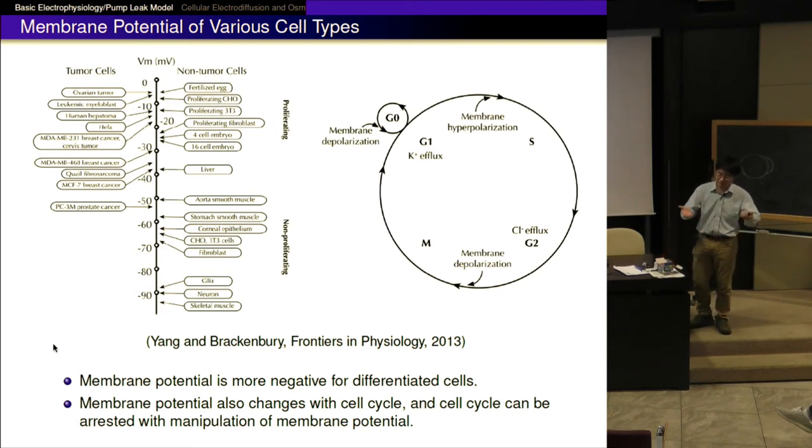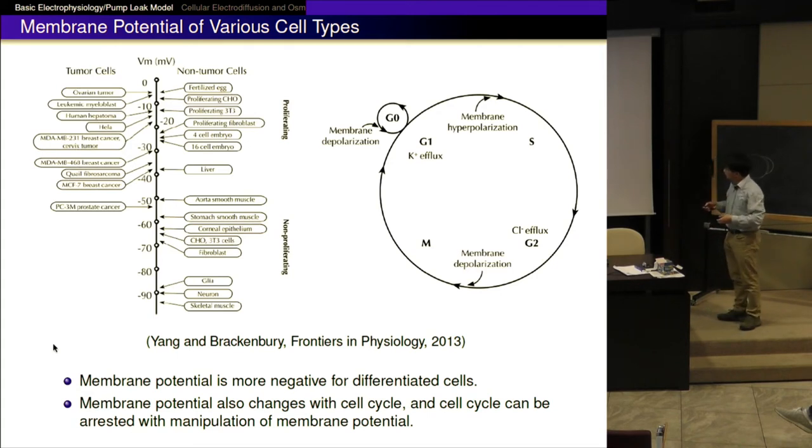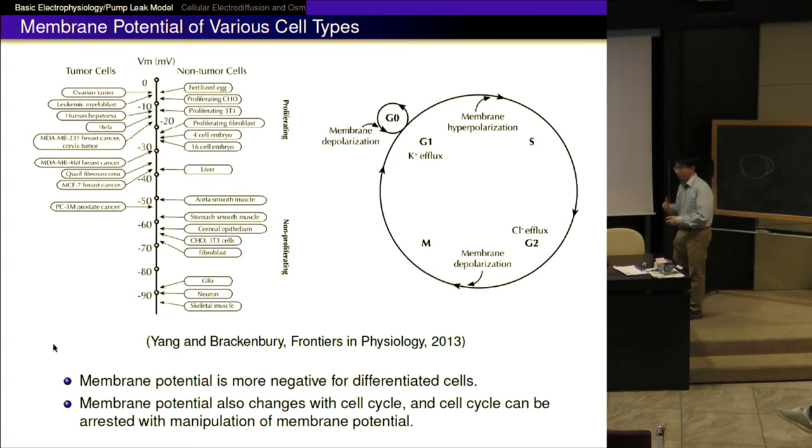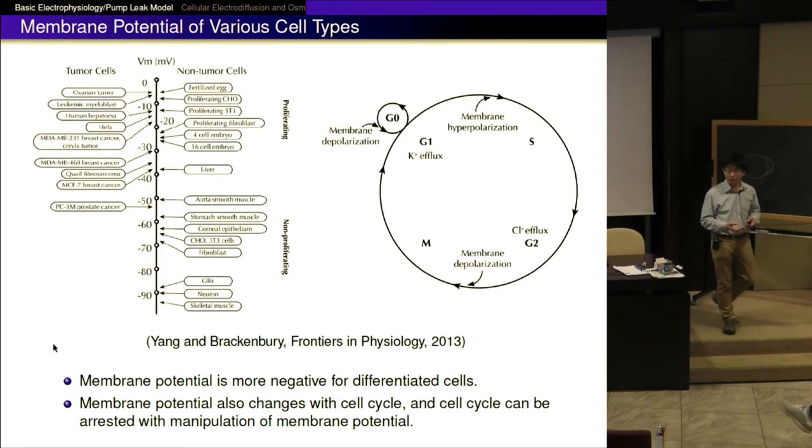So beyond that is out of my expertise completely. Another thing that is also known but has never been explained is that the membrane potential changes with the cell cycle. The membrane potential is actually negative during the DNA synthesis phase, and it depolarizes during the cell division phase. Again, the reason why, or whether this is just an epiphenomenon or whether it's fundamental, is unknown.